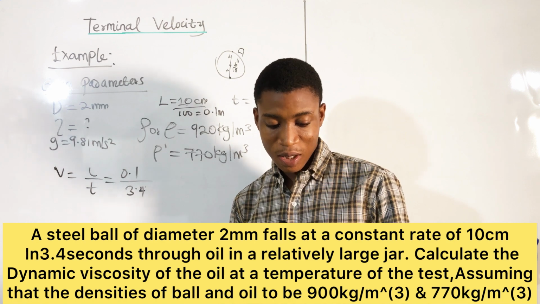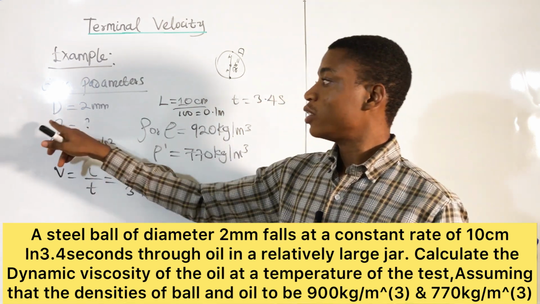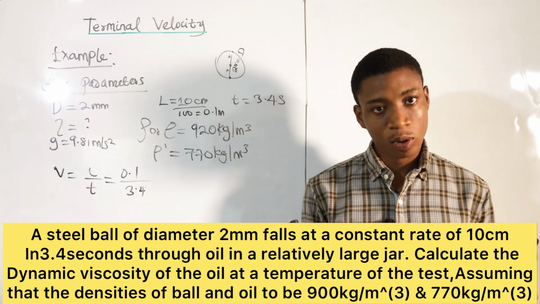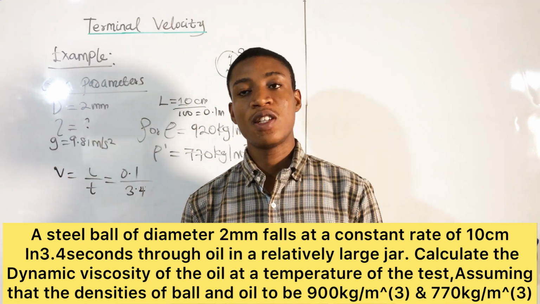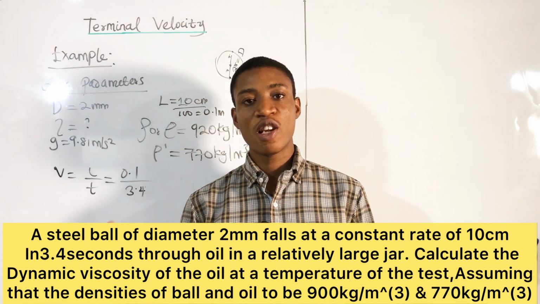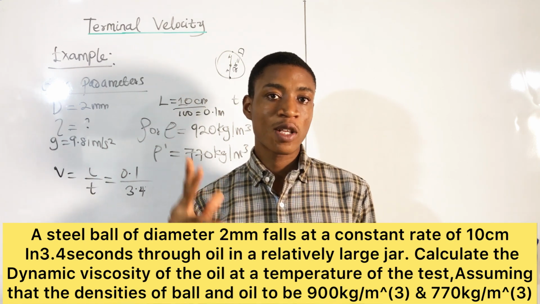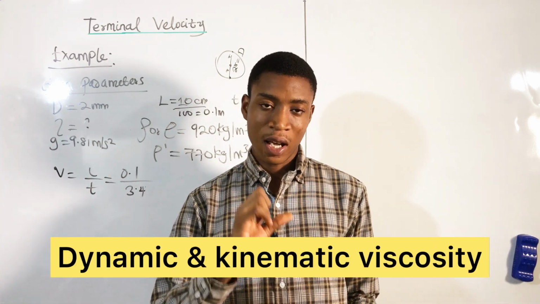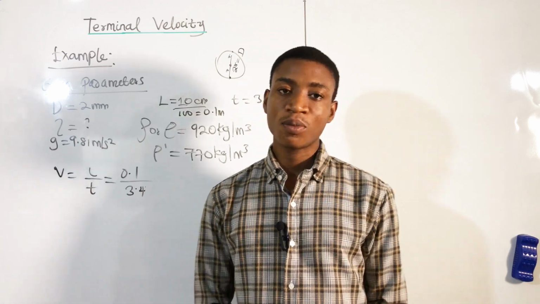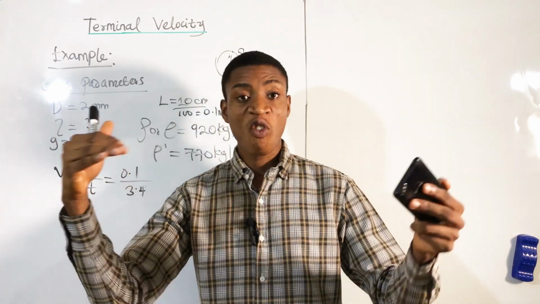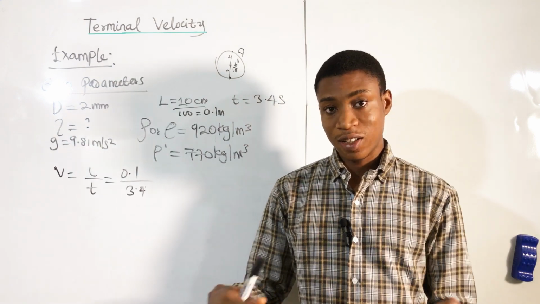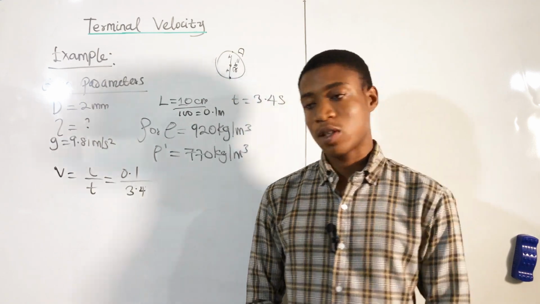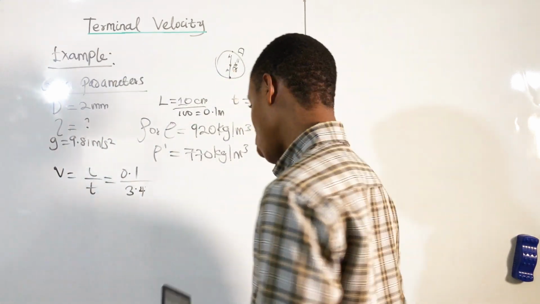You should note that they say we should calculate the dynamic viscosity. Now, let me give you an insight about what this viscosity is all about. We said viscosity is the internal resistance between the layers of the fluid, right? But taking note, there are two types of viscosity. We have dynamic viscosity and we have kinematic viscosity. What we have been working with in the expression for the terminal velocity is the dynamic viscosity.